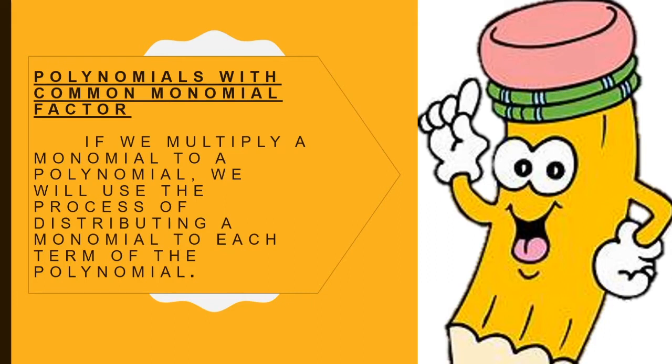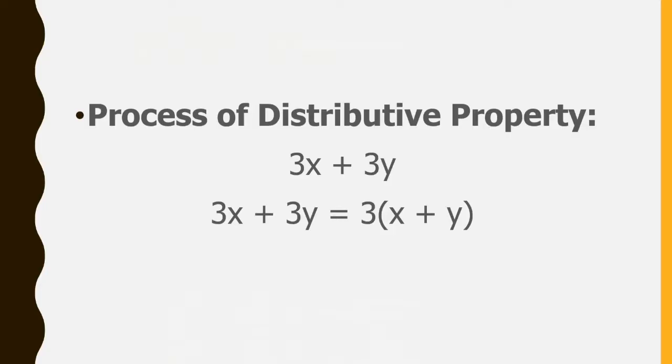Okay, let us start with polynomials with common monomial factor. If we multiply a monomial to a polynomial, we will use the process of distributing the monomial to each term of the polynomial. So here is the example. The distributive property is applicable for this one. If we have 3x plus 3y, then the common monomial factor of 3x and 3y is 3. Therefore, the factors of 3x plus 3y are 3 times the quantity x plus y.